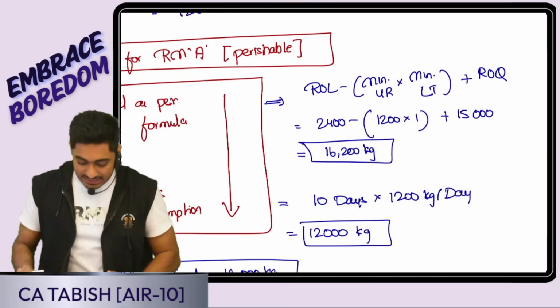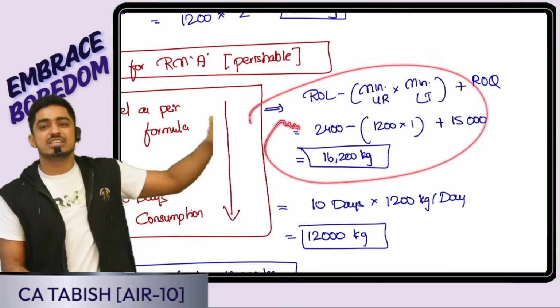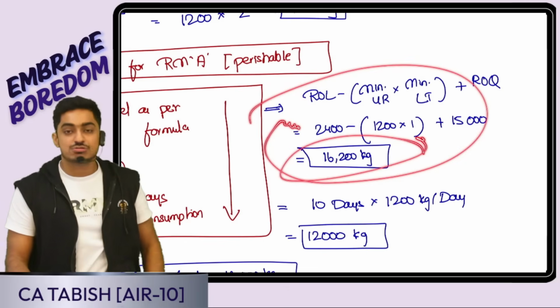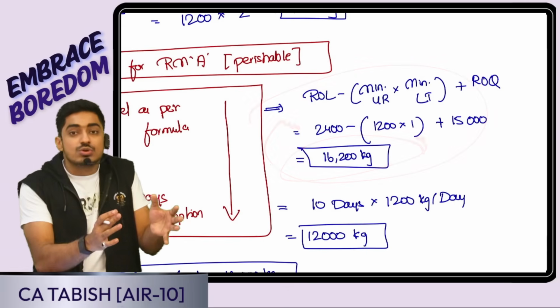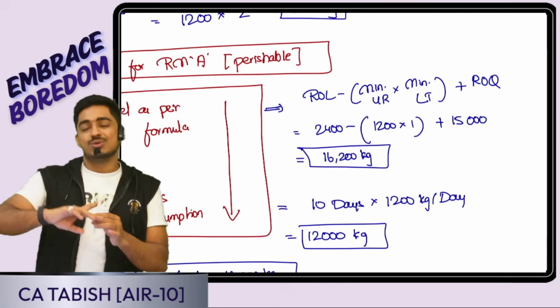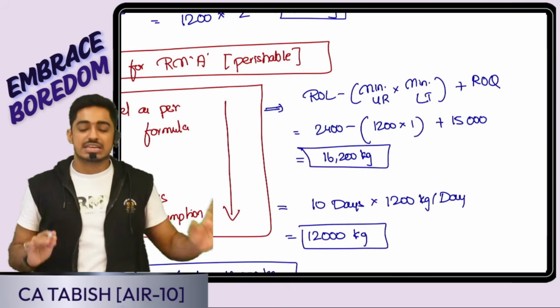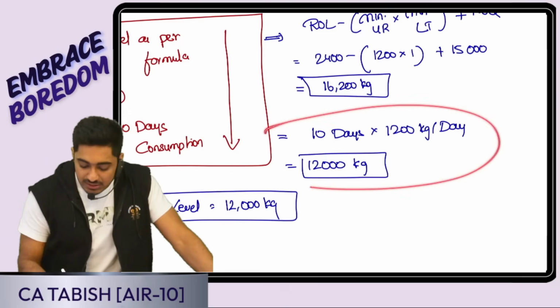Yes or no, everyone? Yes, as per the formula, maximum comes to 16,200. But management is not mad. If they purchase 16,200, some goods will become obsolete. We don't want that to happen. So what we'll say is, okay boss, maximum 10 days I can store, every day 1200 kg, that means 12,000 kg maximum I'll keep. So this only will be my maximum level.